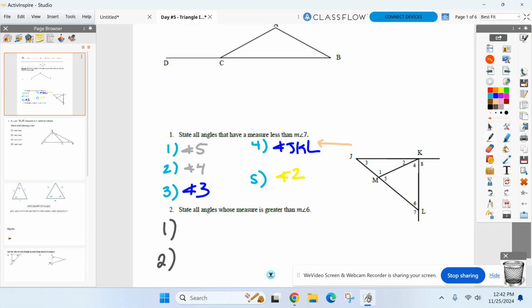Talk to each other here. What's bigger than 6? Use your exterior angle fact I just showed you. What's bigger than 6?